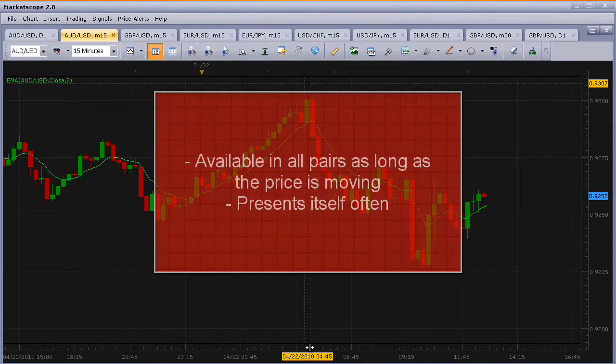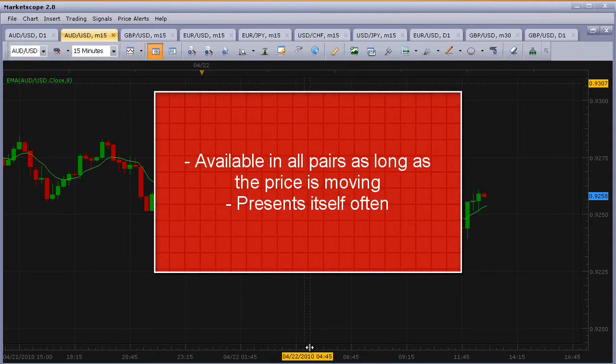And perhaps the best thing is that this is available in all the pairs and often presents itself several times per day. As long as the price is moving, so too is the moving average, which goes without saying. And that is what we use here to enter and exit the trades.